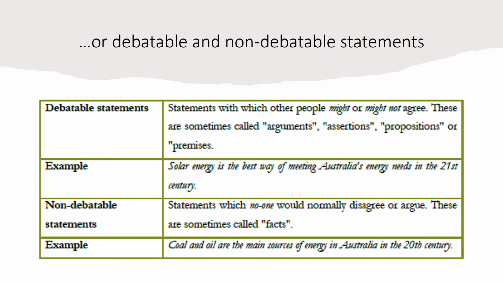The example here: solar energy is the best way of meeting Australia's energy needs in the 21st century. For a non-debatable statement, this is more of facts. No one would normally disagree or argue, so these are sometimes called facts. For example, coal and oil are the main sources of energy in Australia. So you can see that main source is not debatable. It is a fact. Unlike the debatable statement, with the words the best way, the word best here is an opinion. So you can use this as an example for your persuasive topic.